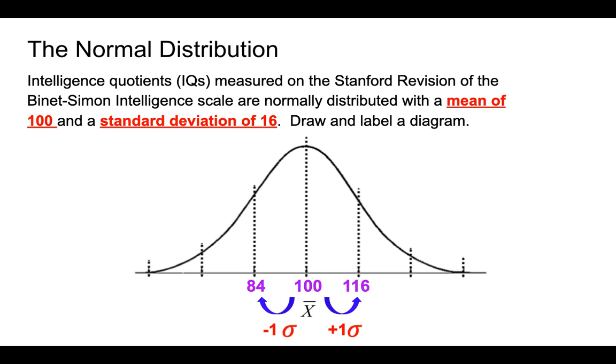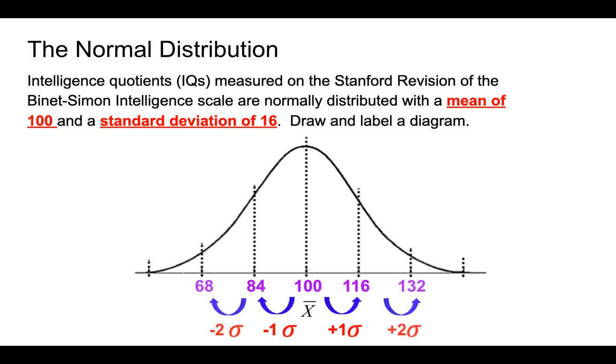100 plus 16 is 116, and 100 minus 16 is 84. Those are the IQs that are one standard deviation away from the mean of 100. You can see below in red, negative 1 standard deviation and positive 1 standard deviation. Remember that lowercase sigma is the symbol for standard deviation of a population.